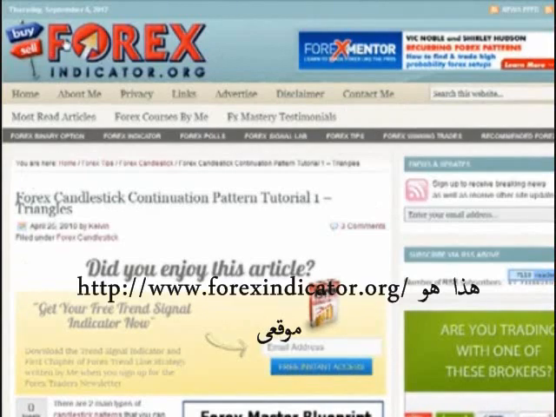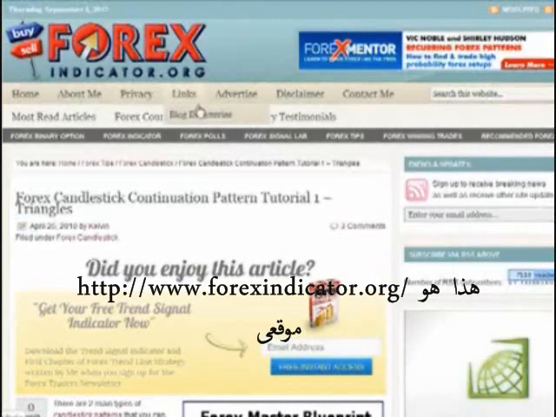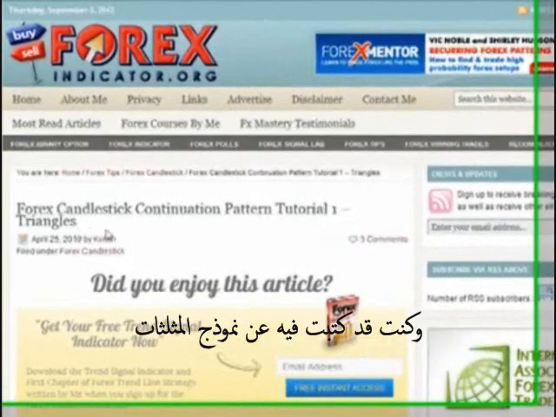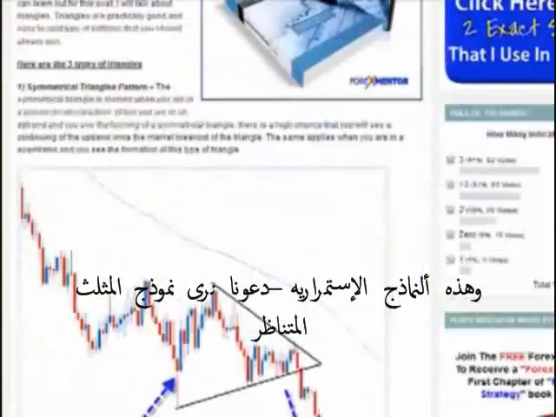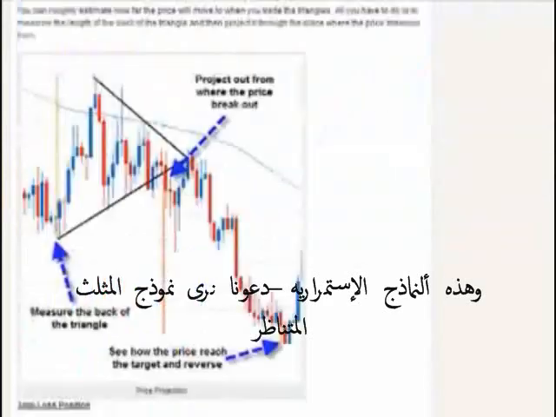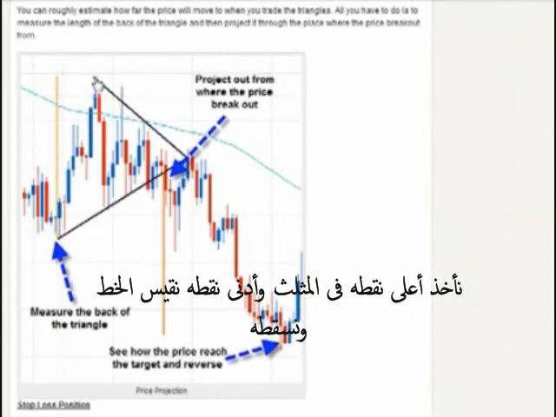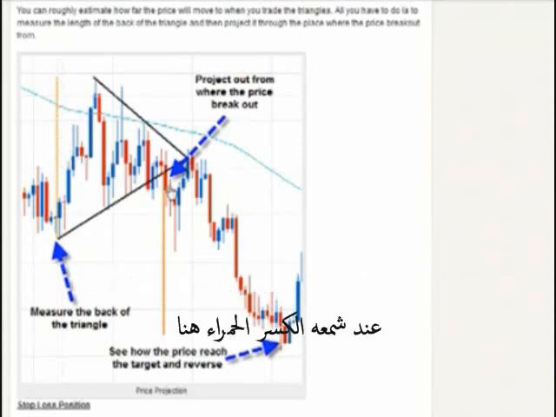Okay, this is basically my website, forexindicator.org, and one of the articles that I've written is actually talking about triangle patterns. Okay, these are continuation patterns. So let's go straight to the symmetrical triangle. You can see this is a picture of a symmetrical triangle. And here I show you exactly how you do a projection. You just have to take the highest point of the triangle, lowest point of the triangle, measure the length.